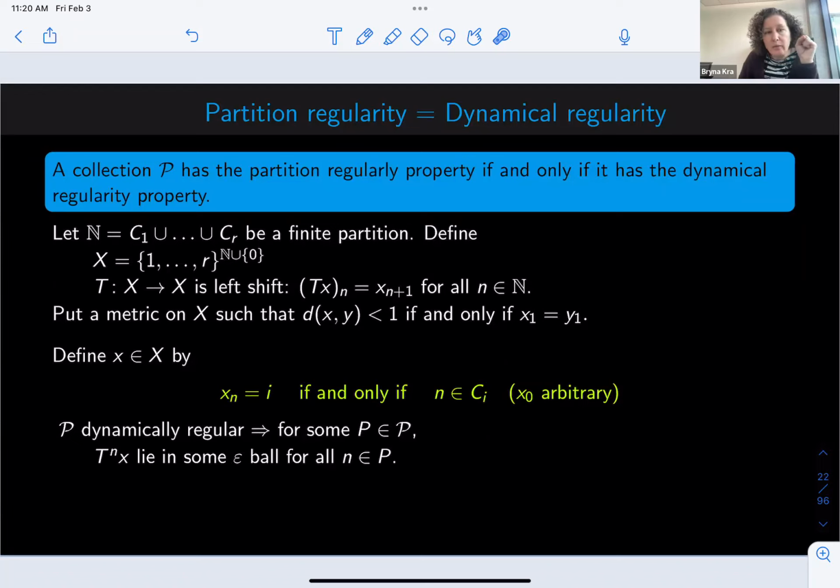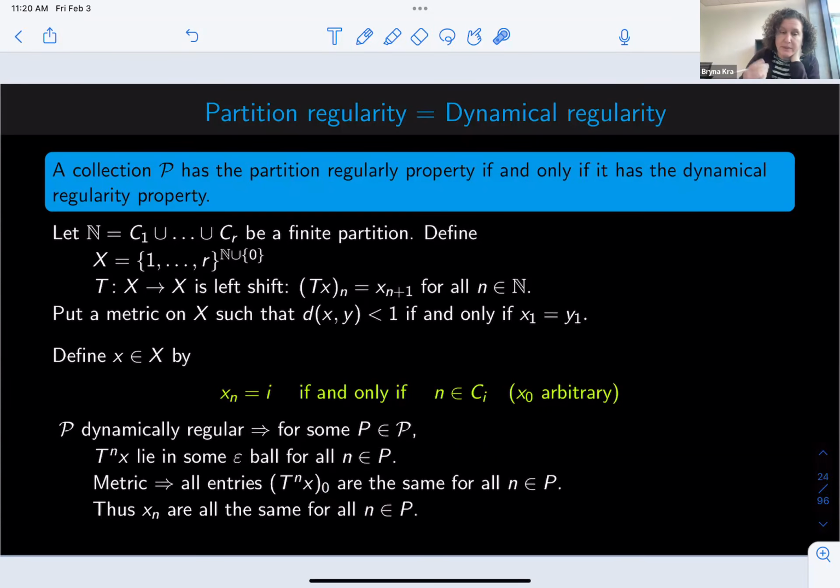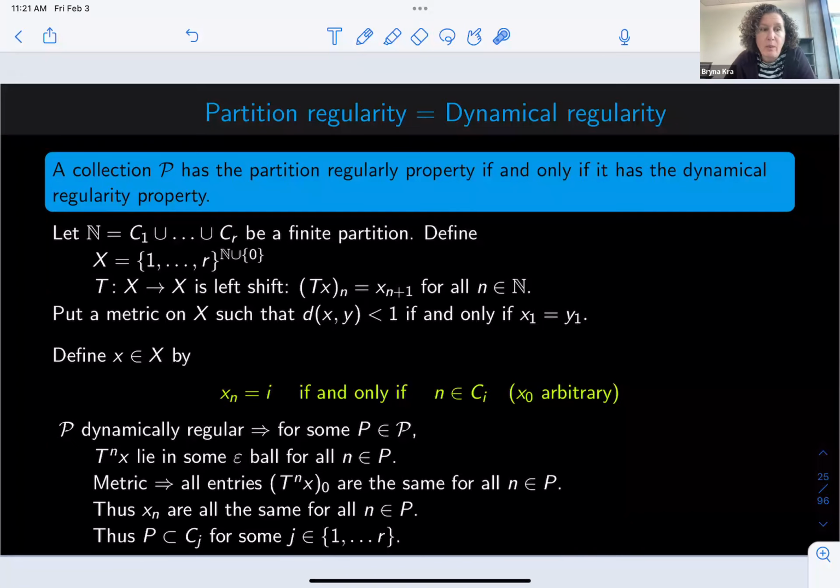But what does it mean if they all lie in one epsilon ball? If you look at the definition of the metric, this actually tells you something. Because of the metric, it means that the T to the N X's, their zeroth entry, at least this first entry, are all going to be the same, which means that the X N's are all the same for all N in that P. They must have been assigned the same color. But that tells me that the whole P was assigned in the same piece of the partition, the same color. So this proves the converse, that dynamical regularity implies partition regularity.